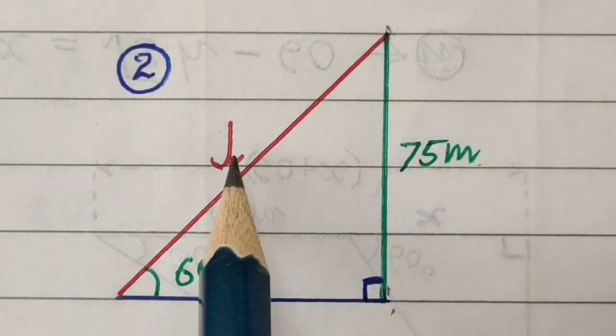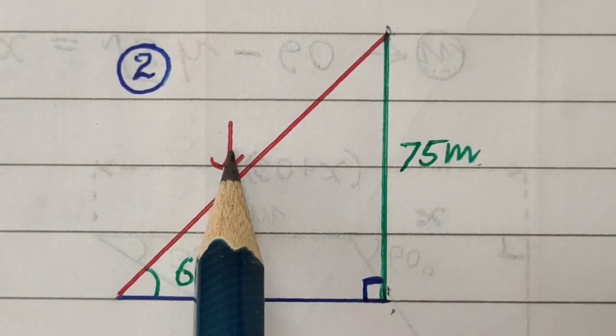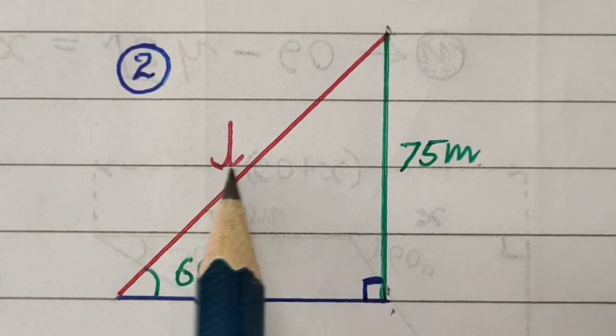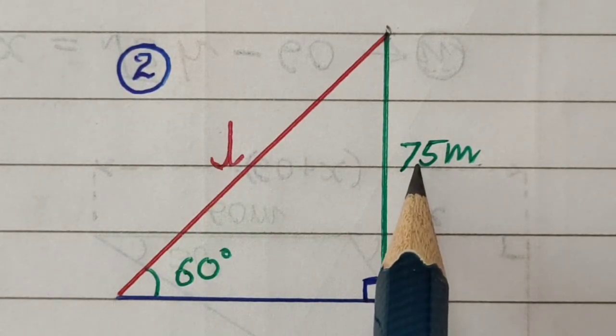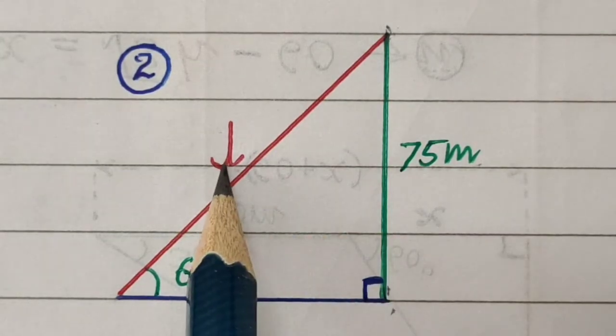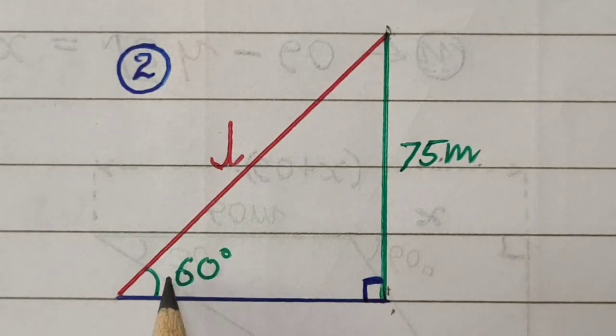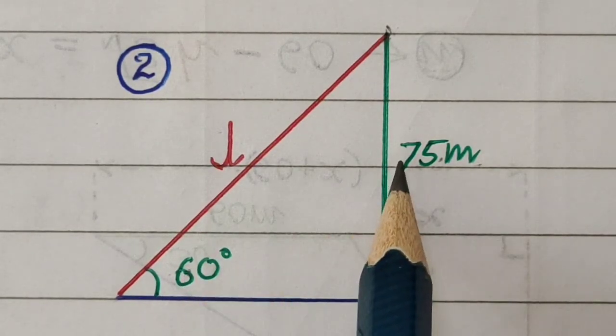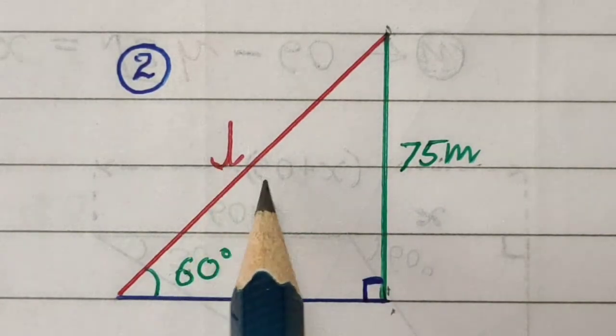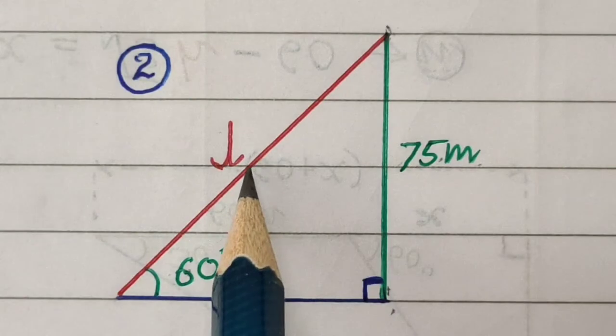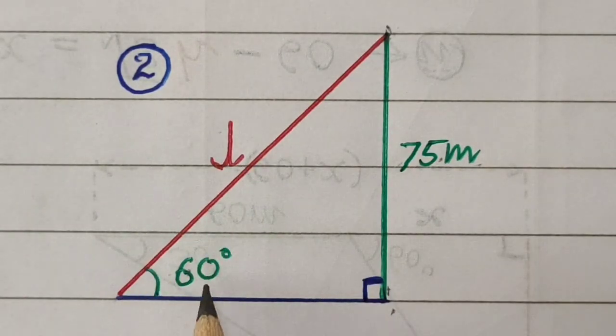So we need to find this L by using trigonometric functions. This is the opposite side or perpendicular, and this is the hypotenuse. The relation between these two is sine. Sine of this angle will give the perpendicular divided by hypotenuse. That is 75 divided by L is equal to root 3 by 2, since sine 60 is root 3 by 2. By using this, we can find L, and L has become 87 meters. The length of the string has become 87 meters.